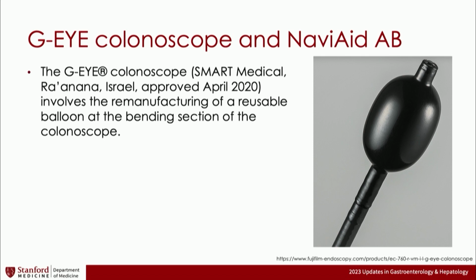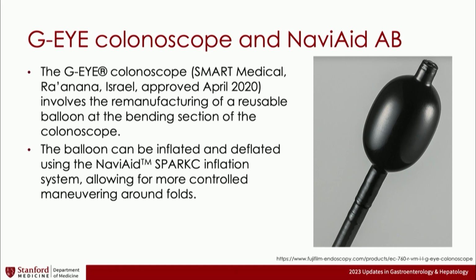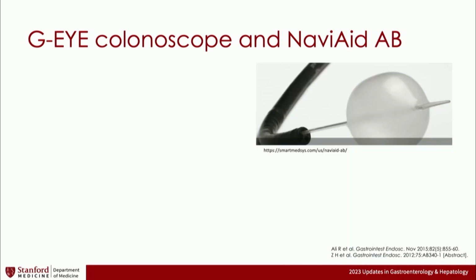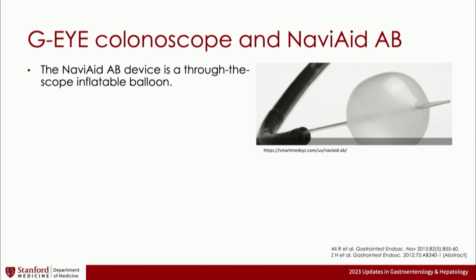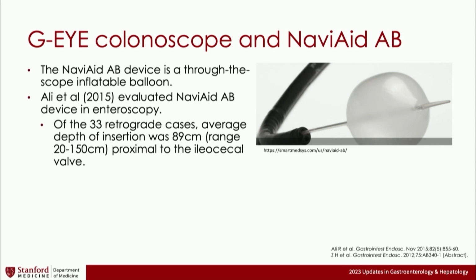The GI colonoscope by Smart Medical involves the remanufacturing of a reusable balloon at the bending section of the colonoscope. The balloon can be inflated and deflated using their Spark-C inflation system, which then allows for more controlled maneuvering around folds. While this seems like it will help, there actually are no specific studies looking at this in the context of incomplete colonoscopy. The sister product of this is the NaviAid AB device, which is a through-the-scope inflatable balloon.